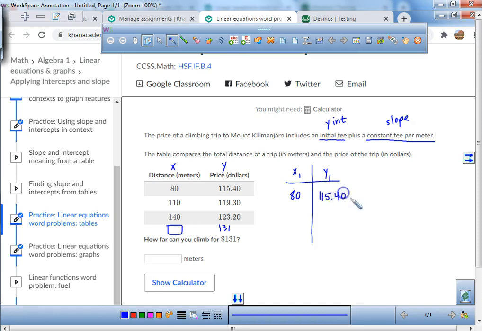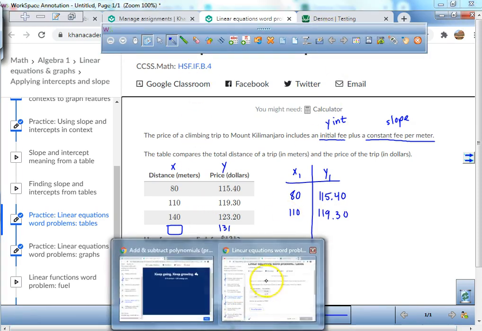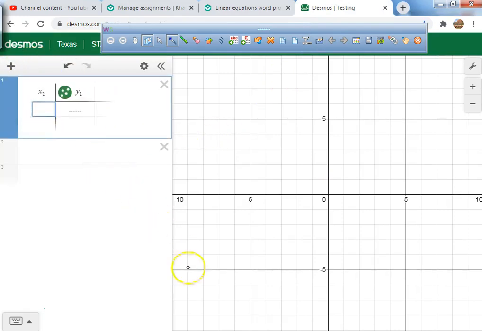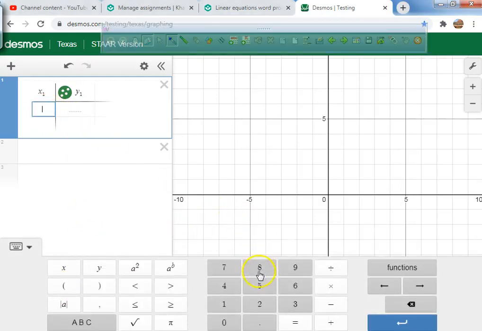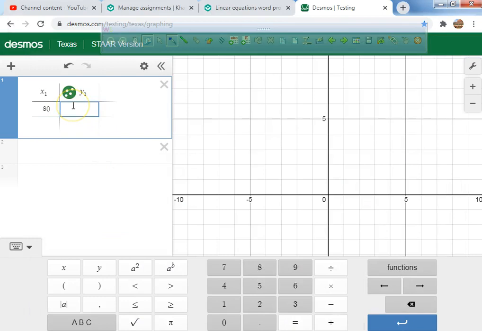Okay. All right, and we got 110. We got 119.30. All right, so let's go ahead and make a table right now. Go to my Desmos. Make a table. And we'll go back and type in 80. All right, let's do it with my computer. 115.40.